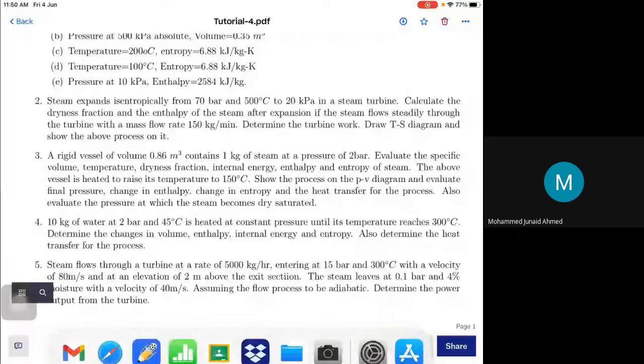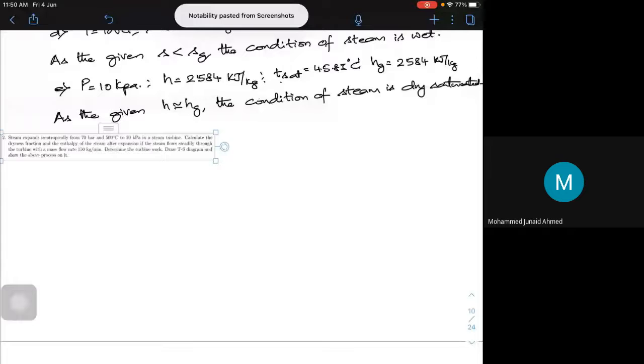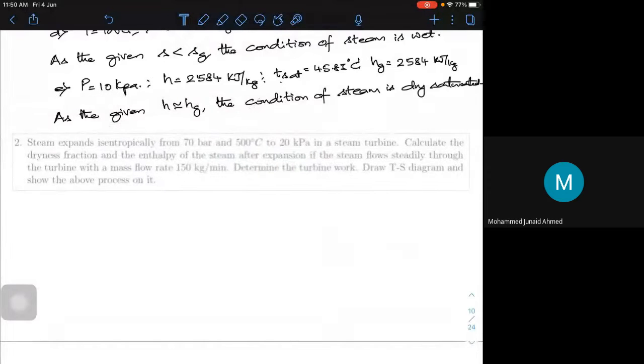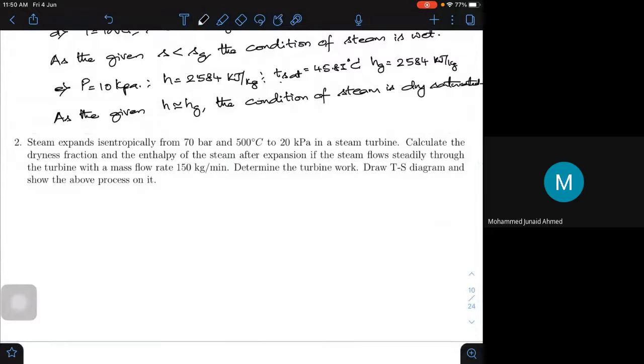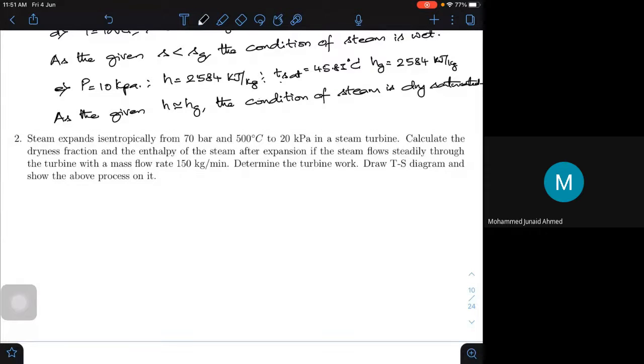Steam expands isentropically from 70 bar and 500 degrees Celsius to 20 kilopascals in a steam turbine. Calculate the dryness fraction and enthalpy of the steam after expansion. If the steam flows steadily through the turbine with a mass flow rate of 150 kg per minute, determine the turbine work.